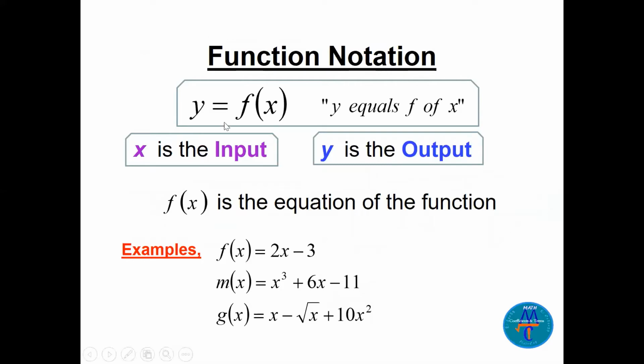Function notation, how do we write functions? Usually we write y equals f of x. This is the way we read it: y equals f of x. So x is the input, we mentioned that before. Y is the output. The values of x are the domain, the values of y are the range. We will see that later also. So f of x has an equation like f of x is equal to x minus 3, m of x is equal to x cubed, etc. G of x is equal to x minus this. So every function has a name, like every person has a name.